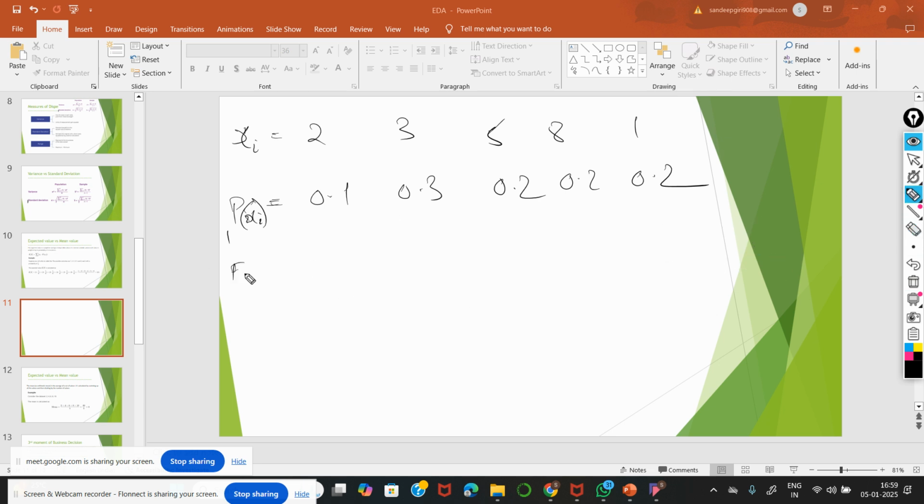Okay, what about this one? Expected value of x minus 1 whole square. Just give me the final solution. Expected value of x minus 1 whole square.